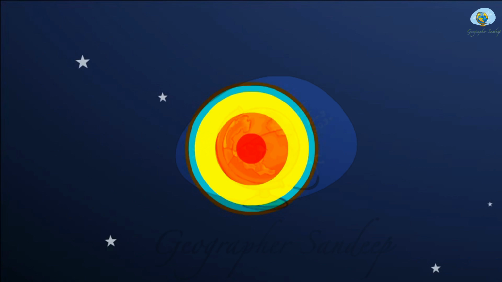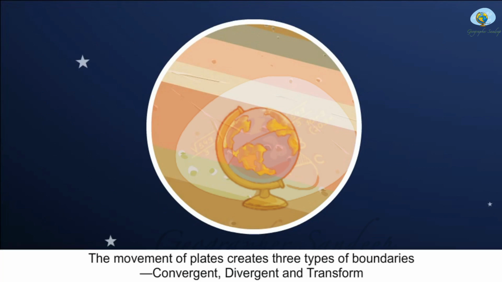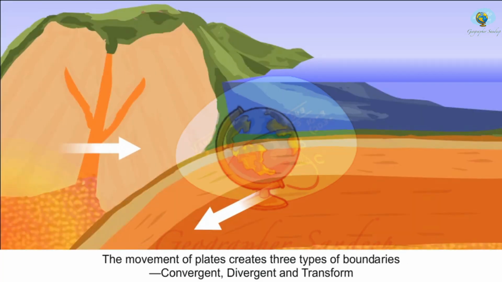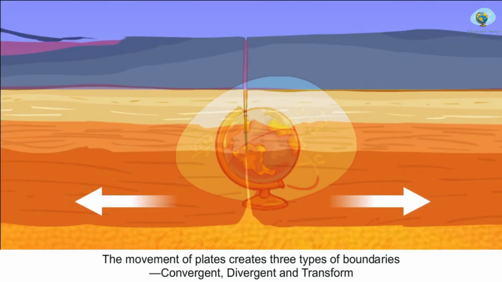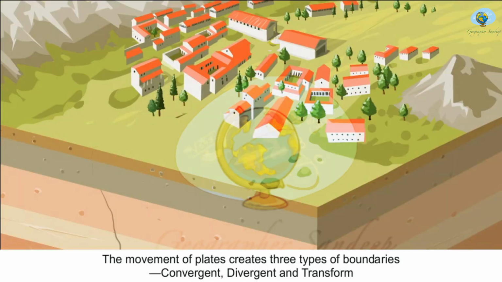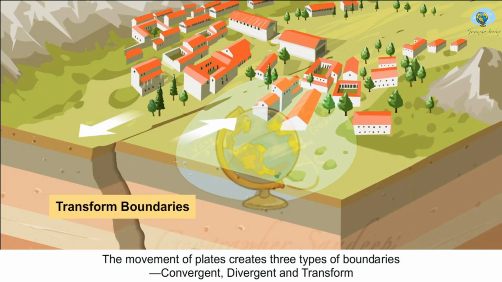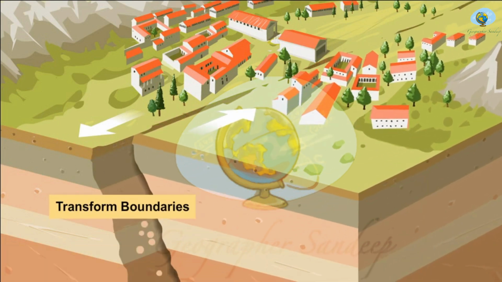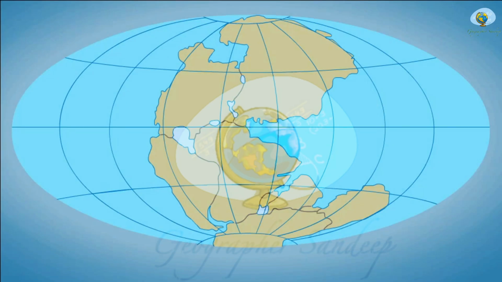According to this theory, the Earth's crust or lithosphere is made up of numerous large and small plates. The movement of plates creates three types of boundaries. When the plates collide, they form convergent boundaries. When they move away from each other, they form divergent boundaries. When the plates move horizontally past each other, they form transform boundaries. These movements have been responsible for the shape, size, and position of the continents.